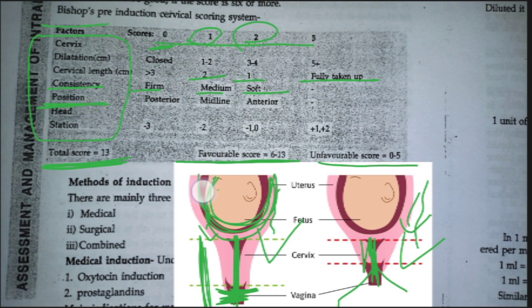Position. If the baby is inside, that is posterior, we will give 0 score. When the baby is in the middle way, we will give it 1 score. When the baby's head is visible, that is anterior, we will give 2 score.